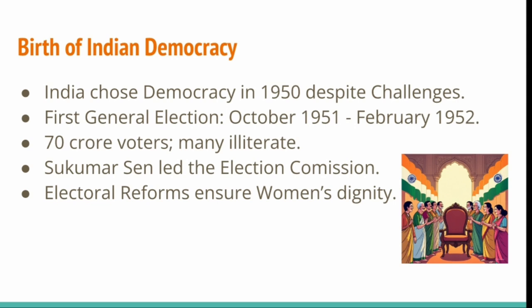That was not easy. India had 17 crore eligible voters. Most were poor and many were illiterate. The Election Commission, led by Sukumar Sen, had to prepare voter lists and train 3 lakh officials. They even corrected mistakes like removing entries that listed women only as wife of or daughter of, ensuring dignity and identity. Finally, the first election was held from October 1951 to February 1952.